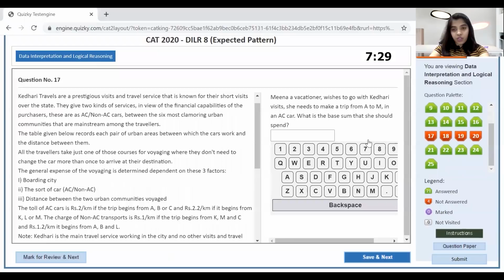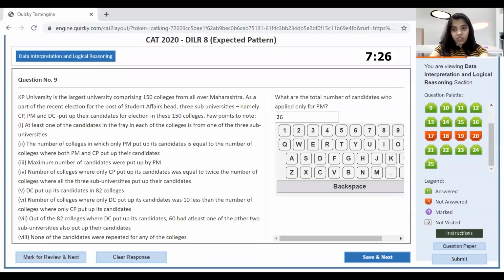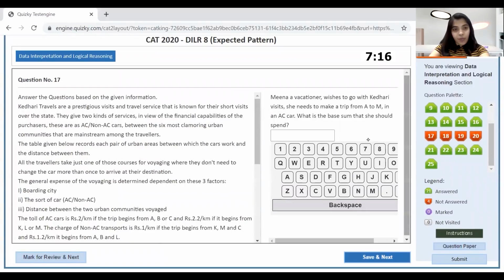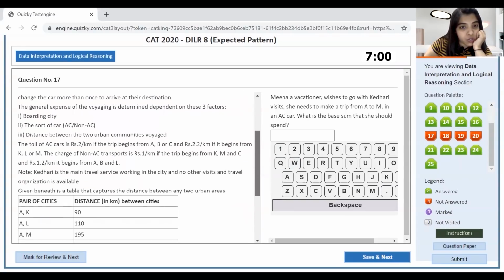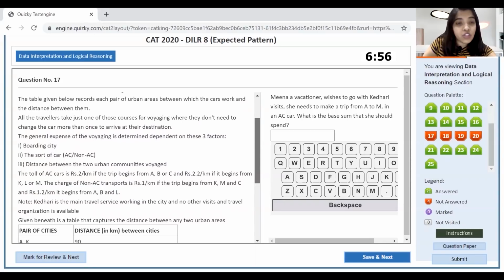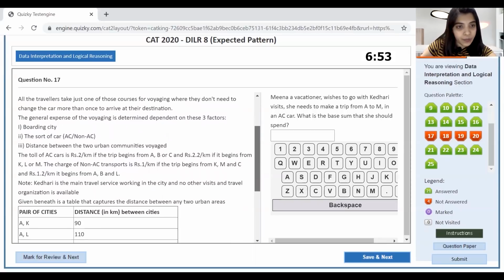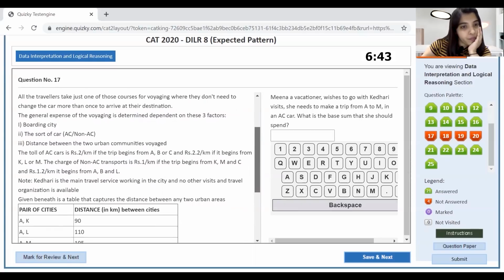We have 7 minutes left. We can hold on to 3. Right. So this is a question they're asking us about. So there's 2 kinds of services, AC and non-AC cars. 6 cities. One of these 2 buses for voyaging where they don't need to change the car more than once, right? So they can go through 1 city at max. Expense is dependent on 3 factors: boarding city, kind of car, and distance. So we know the toll of AC cars from 3 different cities, 3 other cities.